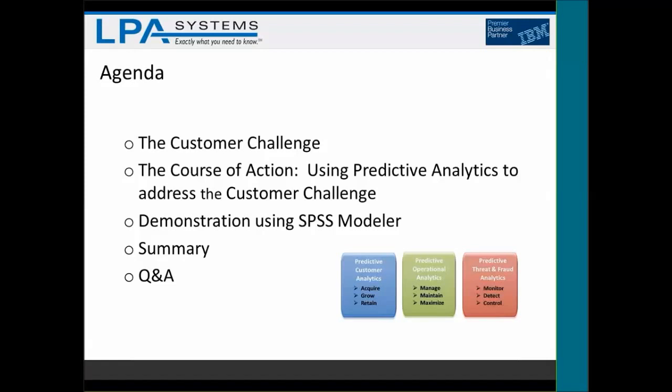I have an agenda here. I'm going to first of all talk about the customer challenge, and you'll find out what that's all about shortly. And then how you can use Predictive Analytics to address that challenge. This includes a demo using SPSS Modeler. I've chosen a particular use case that I'm going to walk you through. We'll come back at the end and hopefully summarize what we've done.